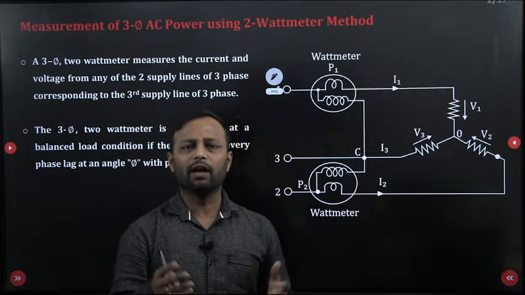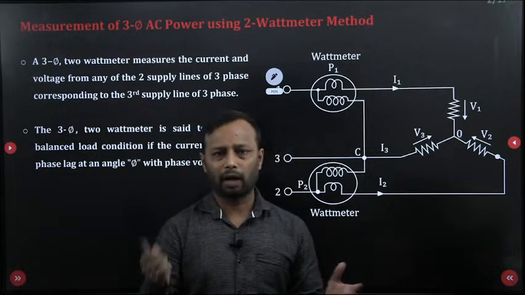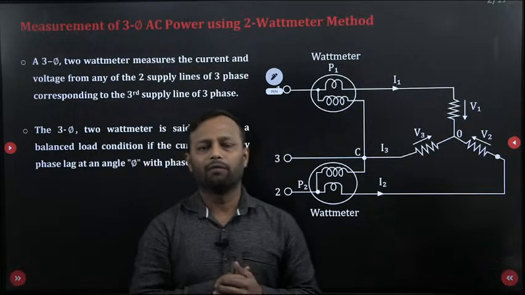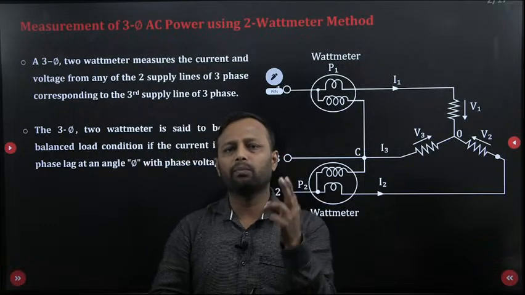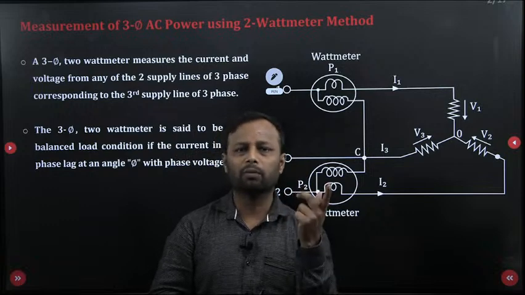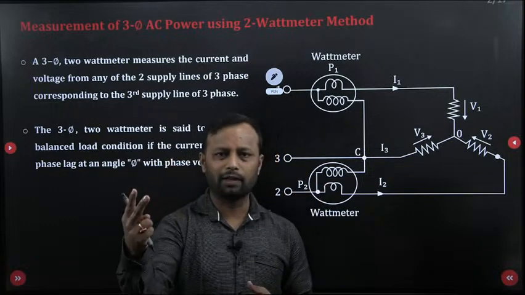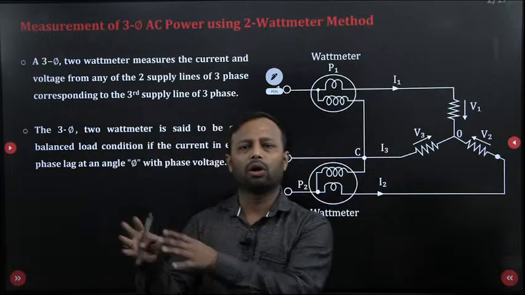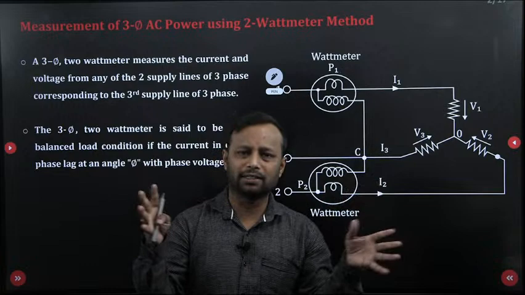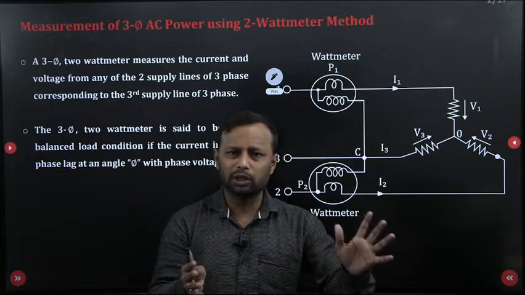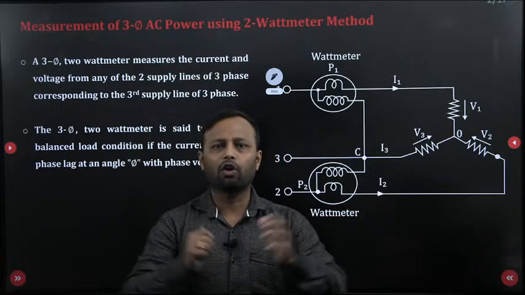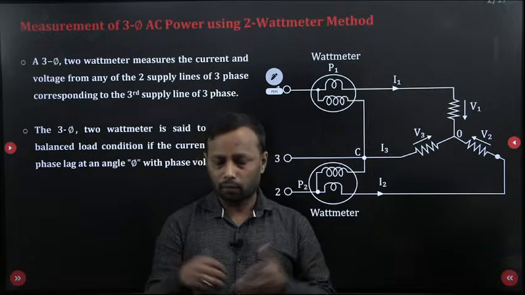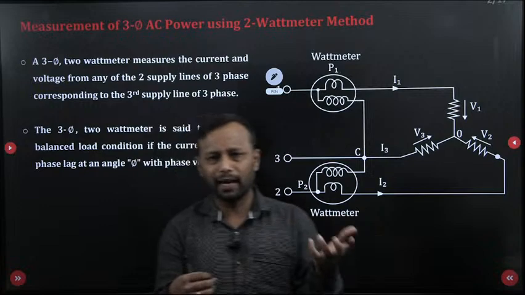In the same way, for 3-phase AC power, we have 2 methods. The first one is the 1 wattmeter method, and the other one is the 3 wattmeter method. If the source and the load are balanced, then we can measure the 3-phase power by using a single wattmeter. What do I mean by this?